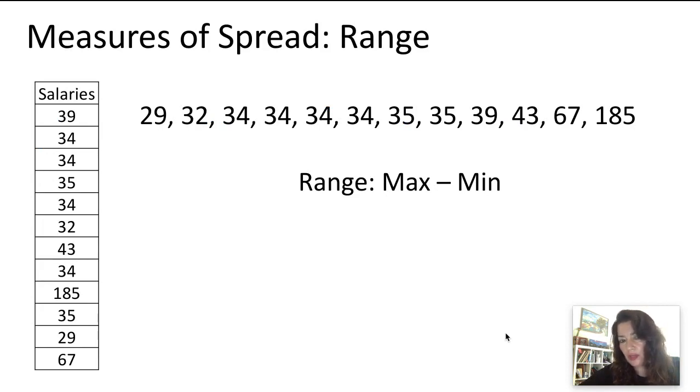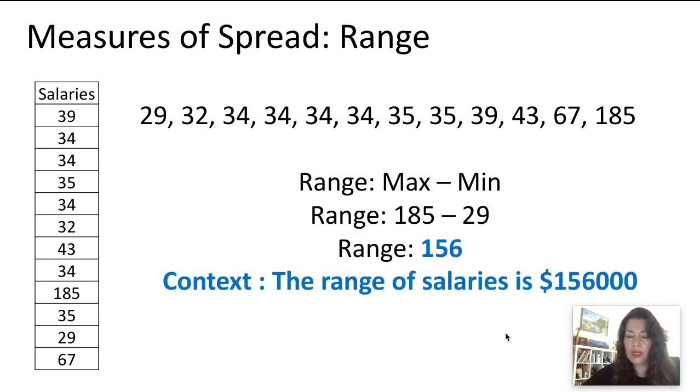To find the range, you would again list it from least to greatest, and it is simply the maximum minus the minimum. Now, anytime you're talking about range in context, you don't want to say it ranges between 185,000 to 299,000. You want to give a specific number. So after you subtract the maximum minus the minimum, you'll say the range of salaries is $156,000. So basically, it is just the max minus the min.